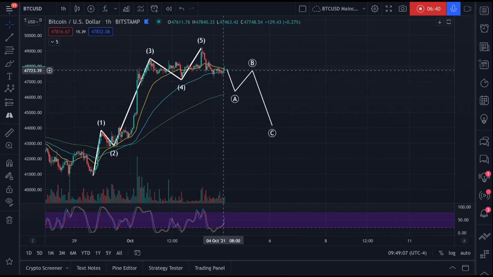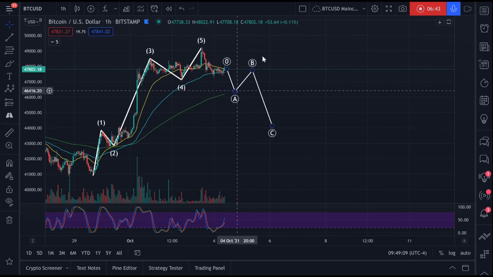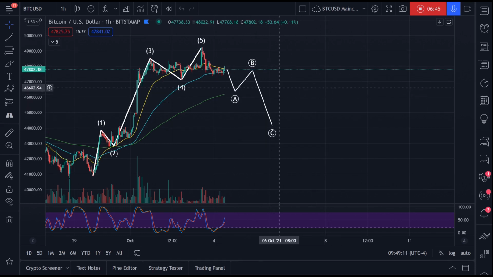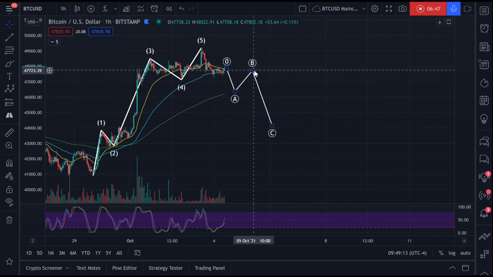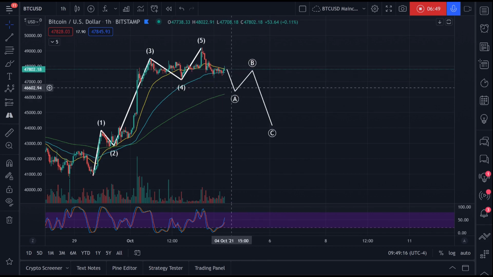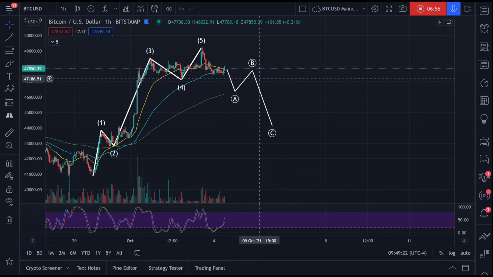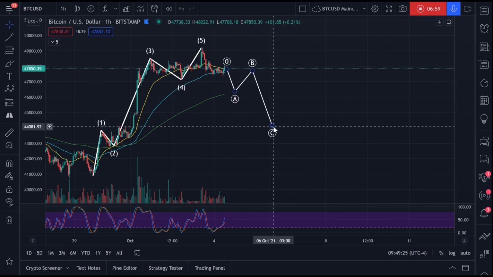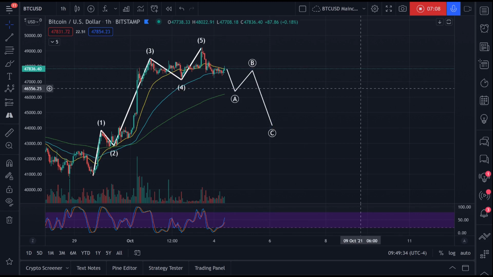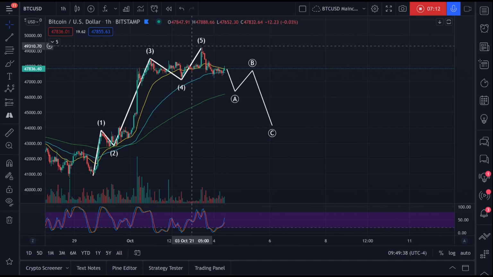Okay, so we should get an ABC correction, something like this, maybe a flat. Why a flat? Because Bitcoin's pretty bullish, so I'd expect the B wave to run to retest quite close to the point of origination of the A wave, and then come back down to our target of 44,086 or thereabouts.